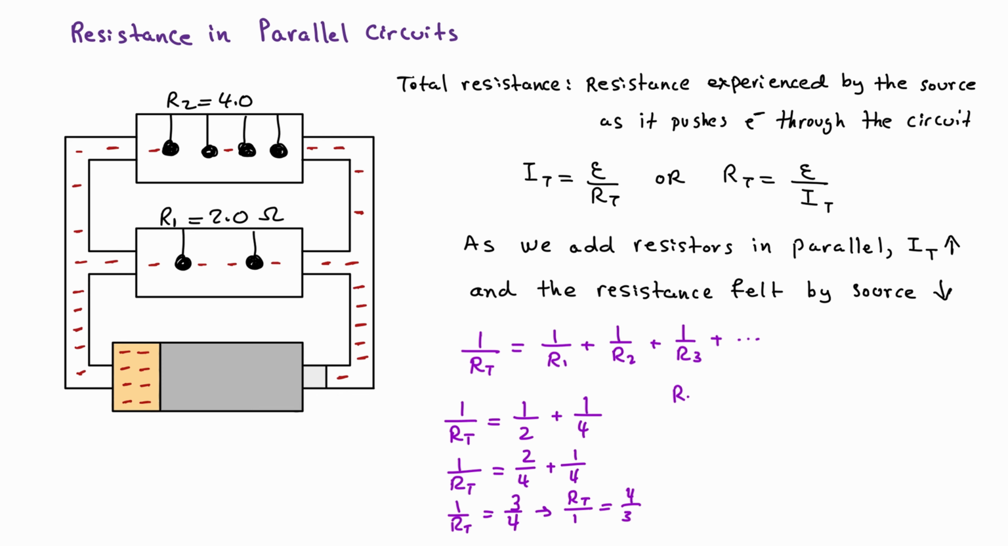And RT is equal to, in this case, 1.3 repeated, and approximately to 2 significant digits, because all the other information is given to that, it's going to be 1.3 ohms. So this is the equation that we typically use to find the total, or what we call the equivalent resistance, of all the resistors. And we can see that even though one resistance was 4 and one was 2, the total resistance actually ended up being less than both of them in this specific case.